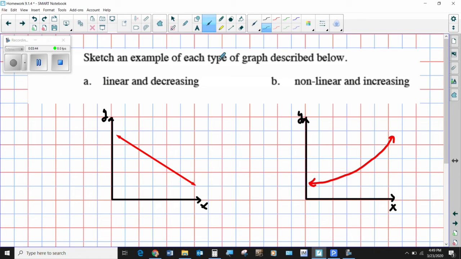All right, sketch an example of each type of graph. Linear means straight line, and decreasing means from left to right as you read it, the value for y goes down as x increases. So this is a negative slope kind of a line with a negative association. It's decreasing. A nonlinear increasing means it's going up over time, assuming the x-axis is time, but it doesn't form a straight line. So exponential graphs, exponential growth has this slight kind of curving. That's nonlinear.